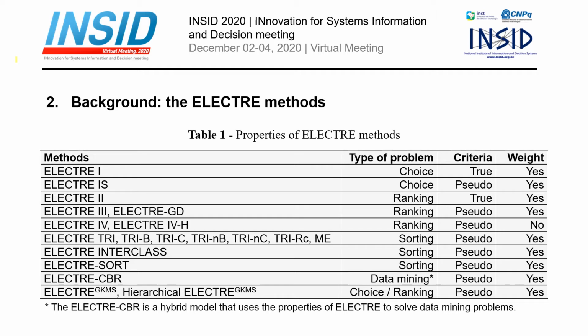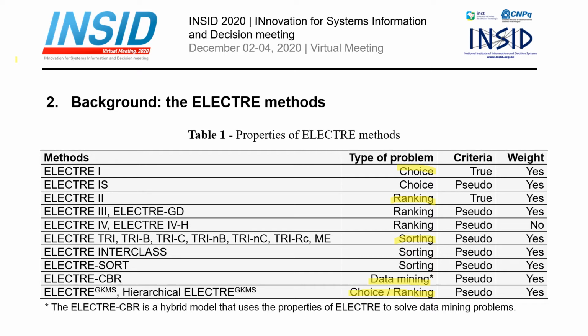Table 1 shows the ELECTRE methods found in the literature. It also shows their properties by type of problem, type of criterion, and aid. The ELECTRE 1 and ELECTRE 1S methods are used to make choice. The ELECTRE 2, ELECTRE 3, ELECTRE GD, ELECTRE 4, and ELECTRE 4H methods are applied to ranking problems. The ELECTRE 3, 3B, 3C, 3NB, 3NC, 3RC, ME, ELECTRE interclass, and ELECTRE sort methods are applied for sorting. The ELECTRE JKMS and hierarchical ELECTRE JKMS methods are applied to choice or ranking problems. The ELECTRE CBR is a hybrid model that uses properties of ELECTRE to solve data mining problems.